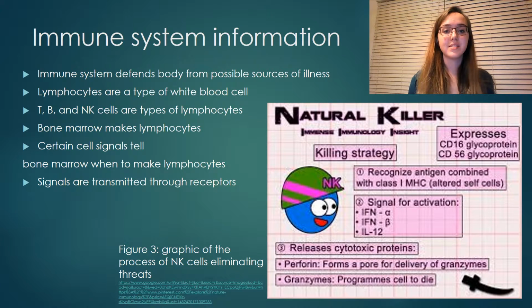Before we get into this, I should explain the basics of the immune system. The immune system is a network in your body that tries to eliminate possible causes of infection and other illnesses. A lymphocyte is a type of white blood cell that is part of the immune system.